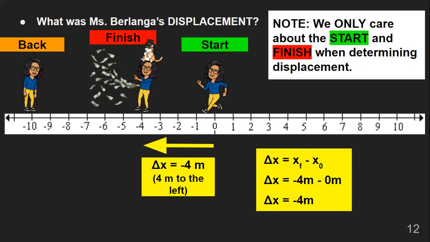So again, notice that the fact that we started out at 0 made our math just a ton easier. And those are two ways to get displacement, either graphically, so tracing along the number line or drawing an arrow, or you can do it mathematically. Ideally, you should be able to do both so that you can double check your work.